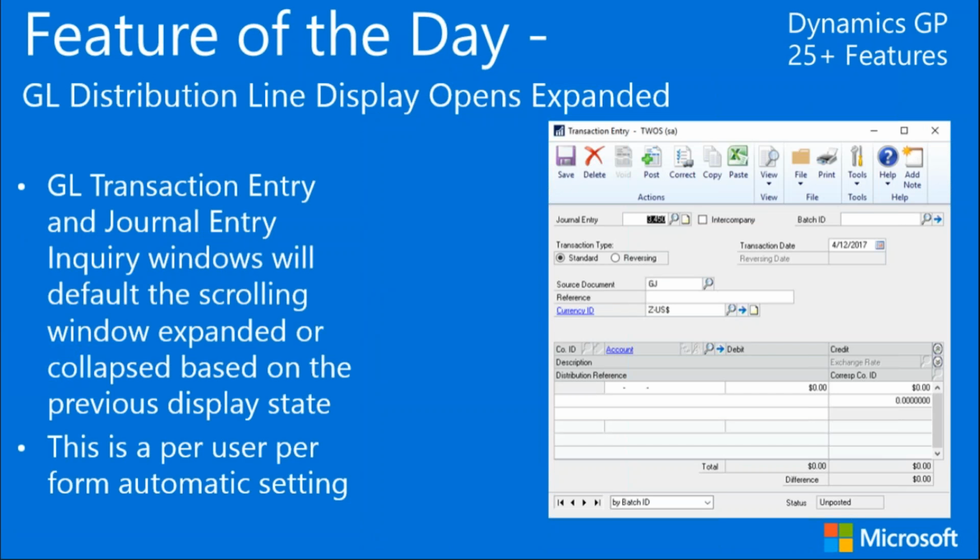The next item, which is the beginning of a series of these types of things, is the General Ledger Journal Transaction screen, which will look familiar to most. Again, kind of a simple thing, but it's like, oh yeah, that would have been good to do a number of years ago as well.